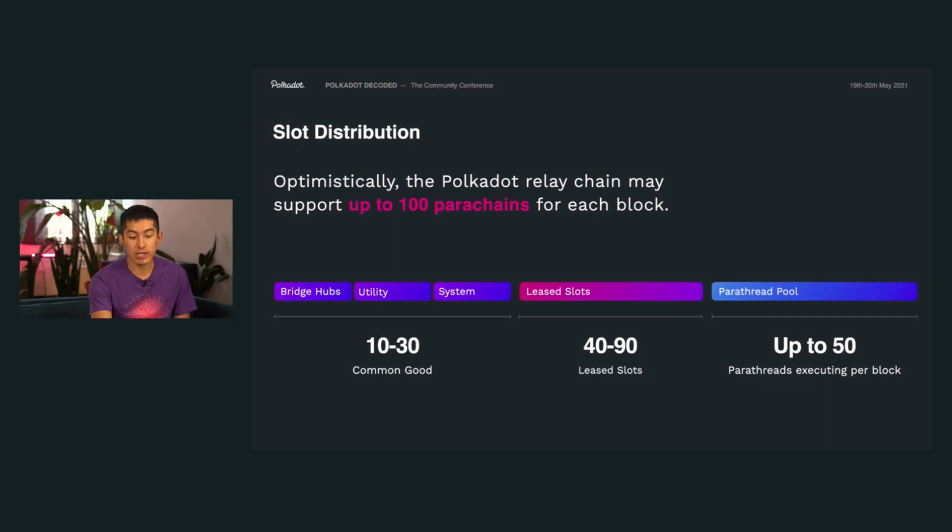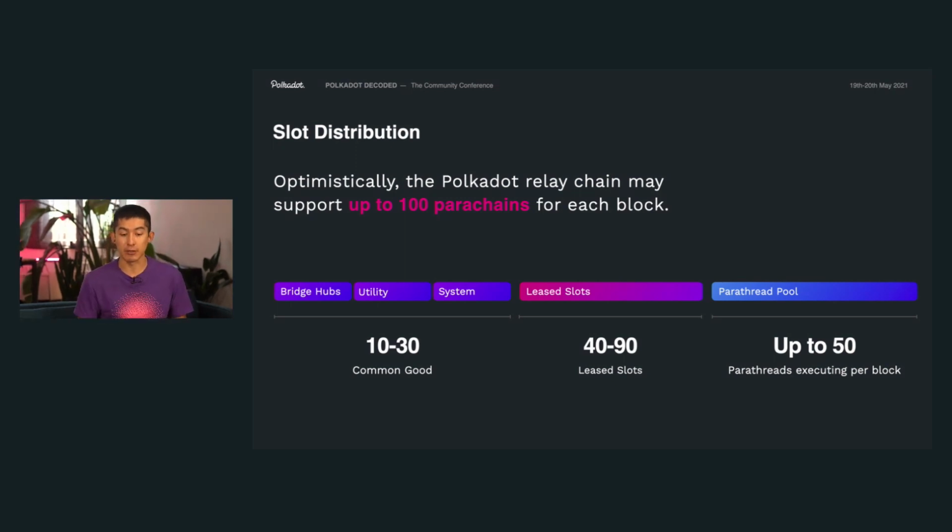Now, not all parachain slots are created equal. There will be somewhere between 10 and 30 what we call common good chains. These are basically parachains which serve a utility to the whole Polkadot ecosystem. So you have things like bridges to Bitcoin and Ethereum, utility chains like Statemint, which will act as a multi-asset parachain for the whole ecosystem, and even system-level parachains, which will move logic off the relay chain.